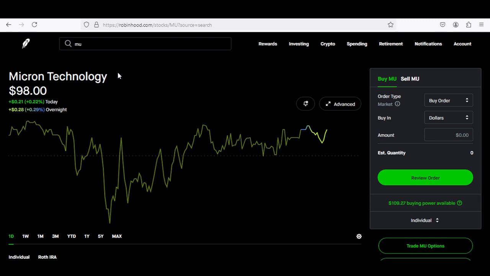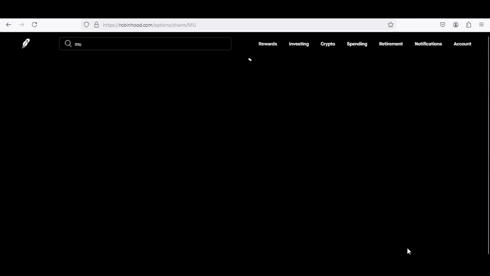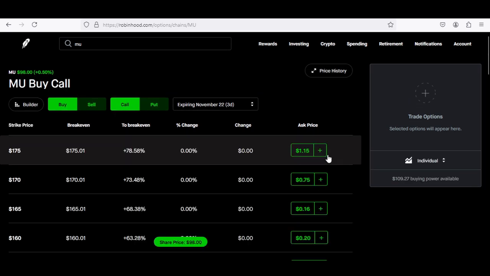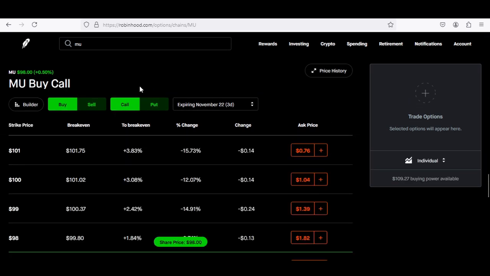Now, in order for you to perform a LEAPS, we're going to have to go to Trade MU options down to your bottom right if you're using a desktop. If you are using a mobile phone, this becomes way easier. Now, we always make sure it says buy and call. And now we're going to proceed to choose our strike date.